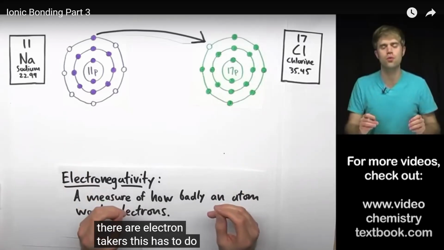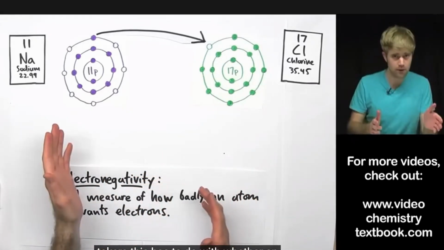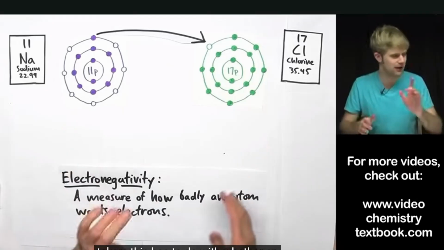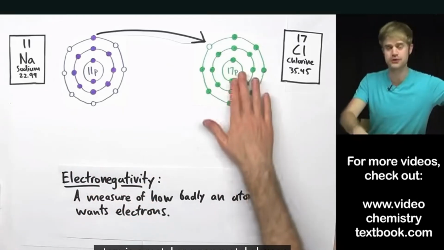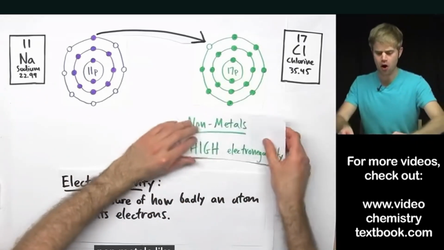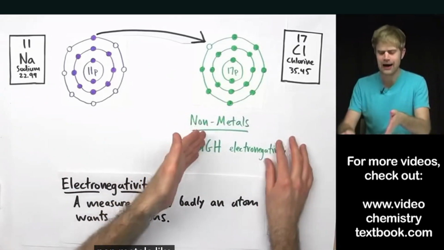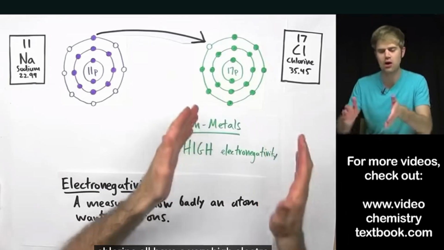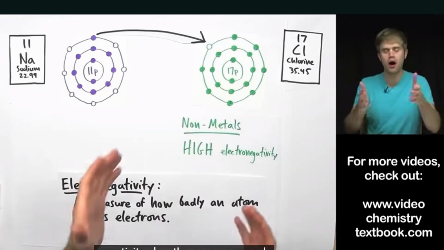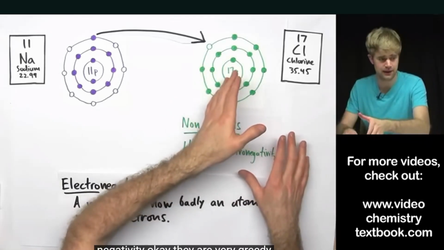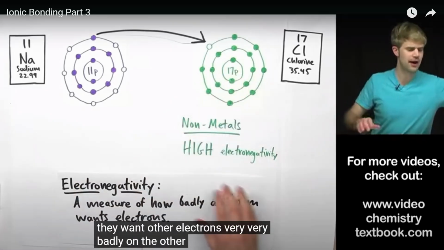This has to do with whether an atom is a metal or a nonmetal. Okay, so nonmetals, like chlorine, all have a very high electronegativity. Okay, they are very greedy. They want other electrons very, very badly. On the other hand, okay, so you can fill that in where we have our nonmetals. You can fill in the word electronegativity. They have high electronegativity.